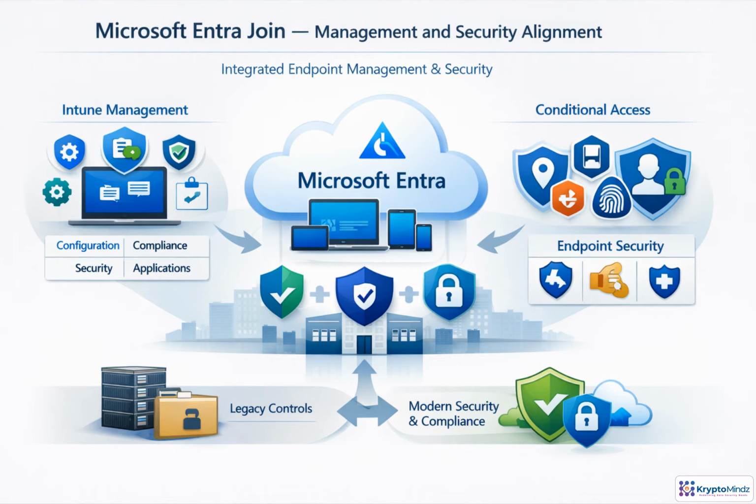In this model, the device becomes more than a machine with a login. It becomes a managed security signal. Intune applies configuration, compliance rules, baselines, and apps. Conditional access uses that device state along with user risk, location, and authentication strength to decide whether access should be allowed. Defender, BitLocker, and attack surface reduction add endpoint protection. The planning point is important. Entra join reduces reliance on group policy, but legacy controls must be deliberately replaced with modern management and security policies.